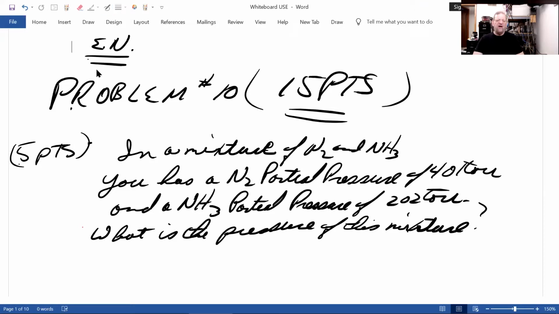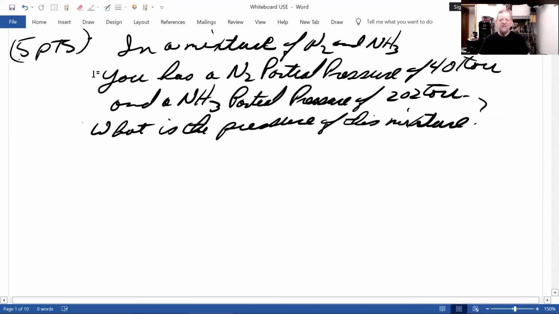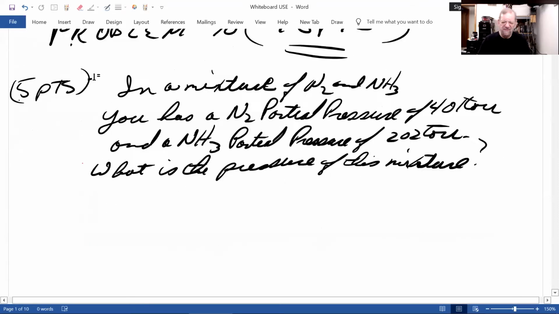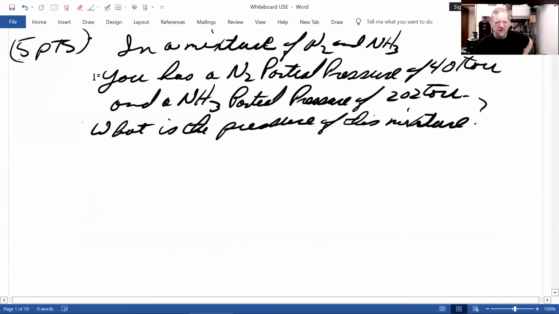All right, I'll do this one, and then you can make up your own and try them. I'll do one for you too. In a mixture of nitrogen gas, N2, and ammonia, let me move out of the way so you can see it. You have a nitrogen partial pressure of 401 torr, an ammonia partial pressure of 202 torr. What is the pressure of this mixture?